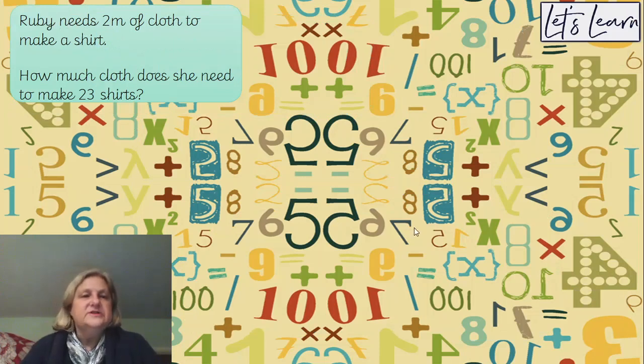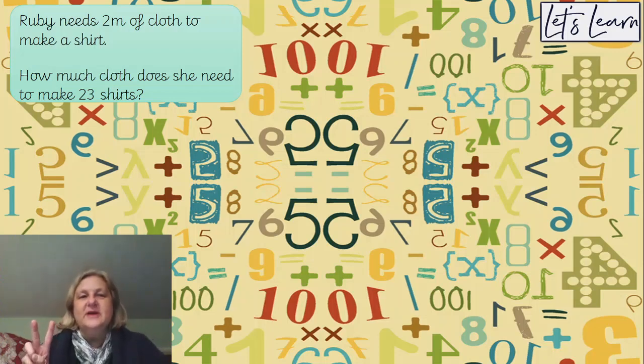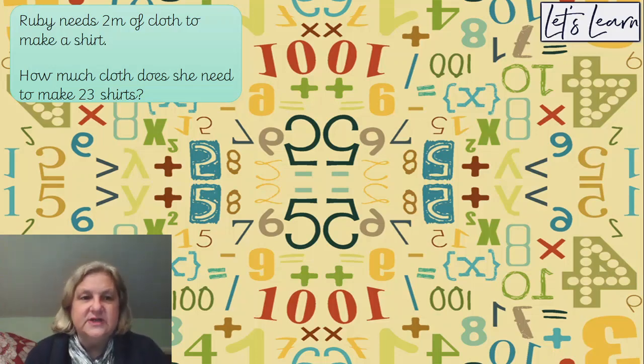So another one just to go through. Ruby needs 2 metres of cloth to make 1 shirt. Sorry, not 12. Goodness. 2 metres of cloth to make 1 shirt. She's going to make 23 shirts. My goodness, she's busy.